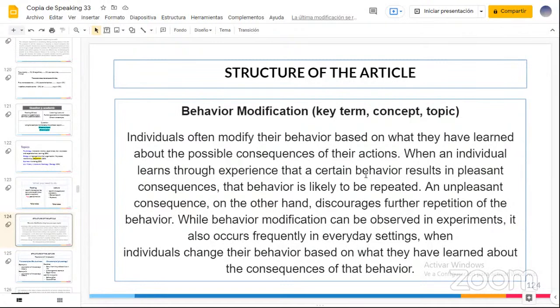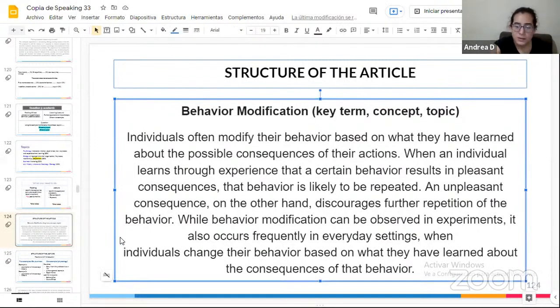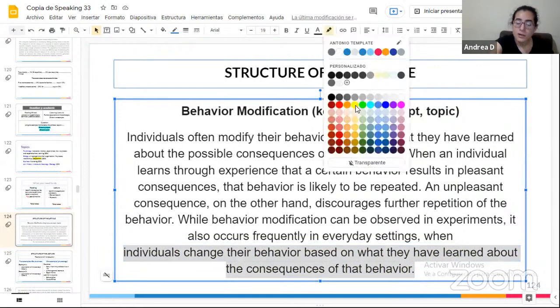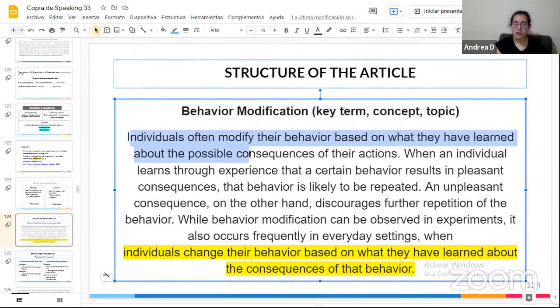Maybe that humans modify their behavior based on the consequences. Okay, perfect. So how humans modify their behavior based on the consequences of that. Perfect. So if we wanted to choose something, maybe we could choose that phrase. So behavior modification occurs when individuals change their behavior based on blah, blah, blah. Or it's also the beginning, you know? So perfect, that's behavior modification.